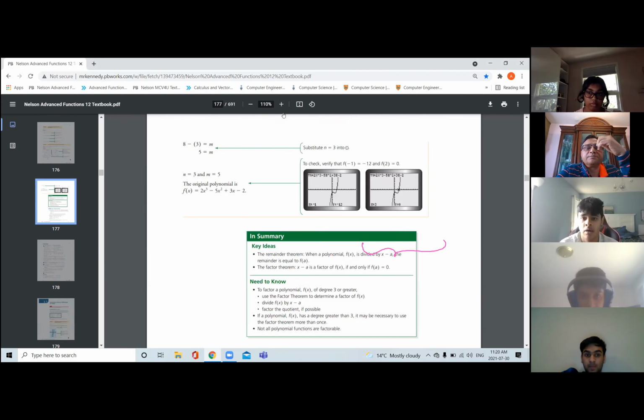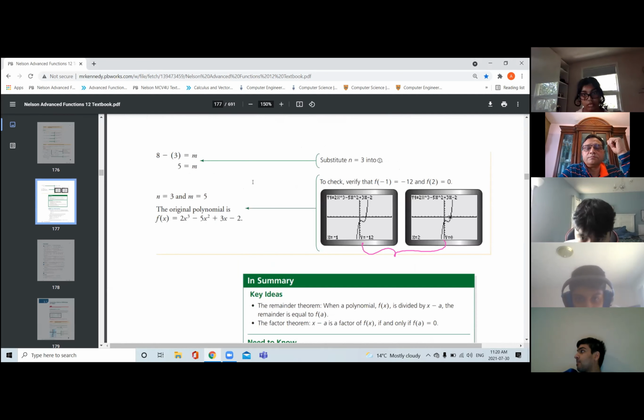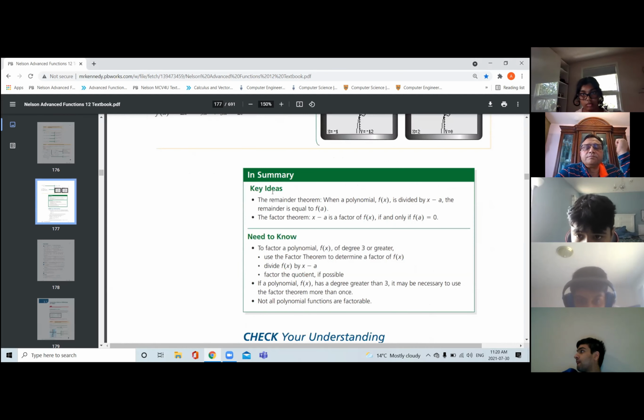Yeah, please read this. Yes. In summary, key ideas. The remainder theorem: when a polynomial f of x is divided by x minus a, the remainder is equal to f of a. Correct. Like we went over. The factor theorem: x minus a is a factor of f of x if and only if f of a equals 0. Correct. So this relates to the remainder theorem, right, sir?